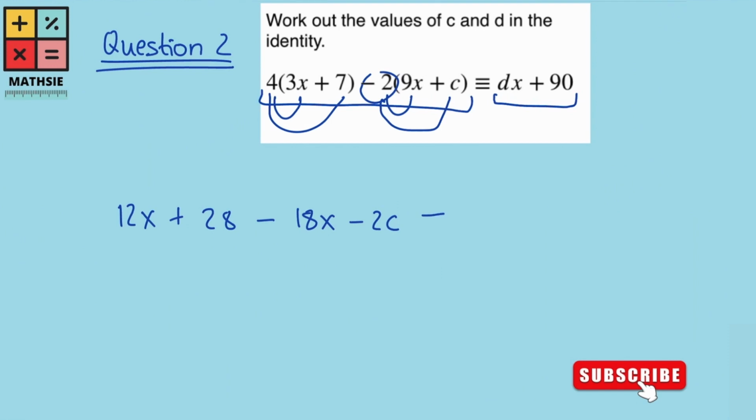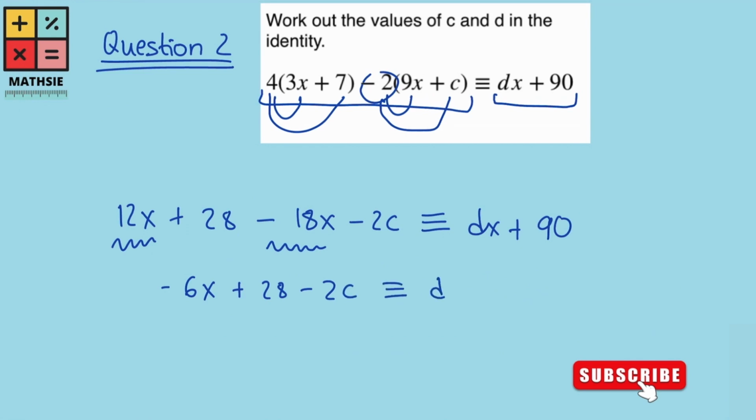And then we say that this can be expressed as dx plus 90. Now, let's add all the like terms. So here I have 12x and minus 18x. So this just gives me minus 6x. And then I have plus 28 minus 2c can be expressed as dx plus 90.